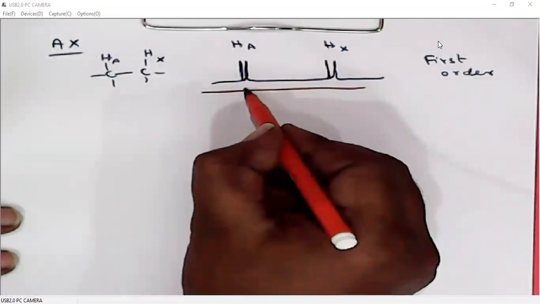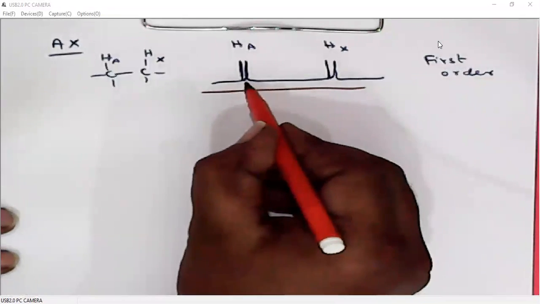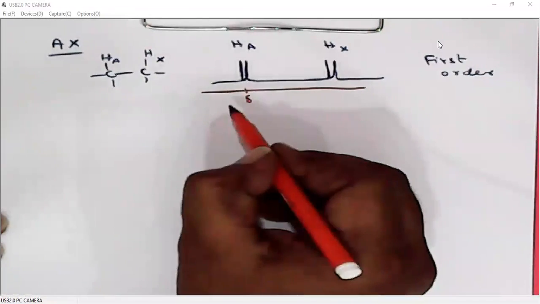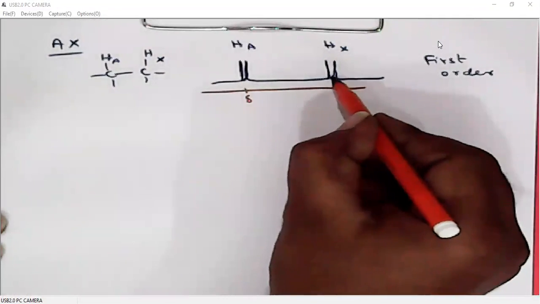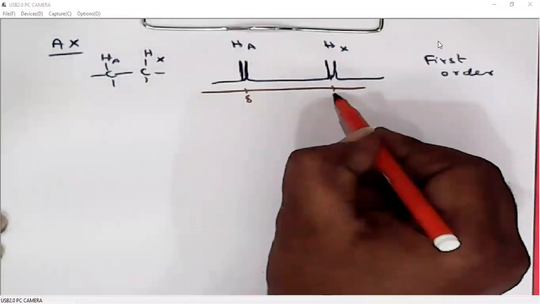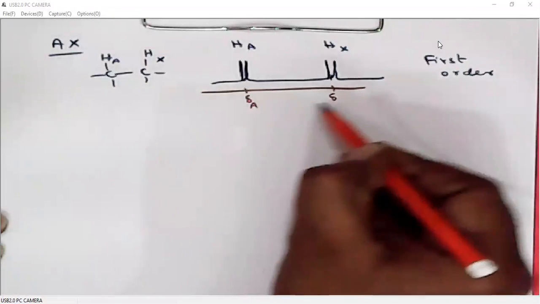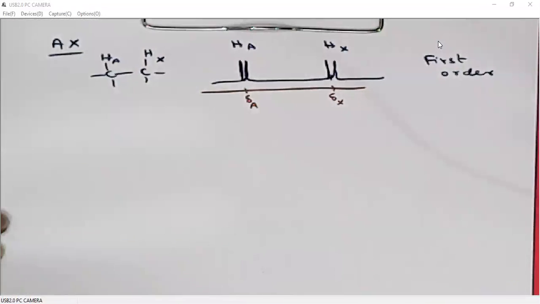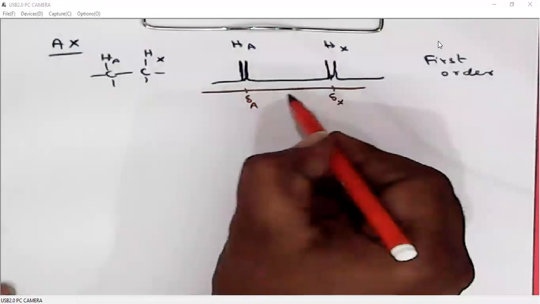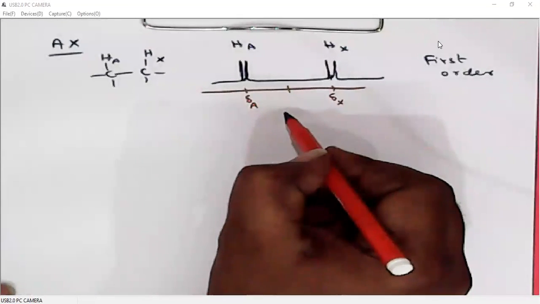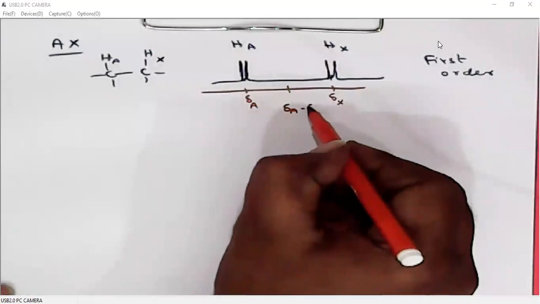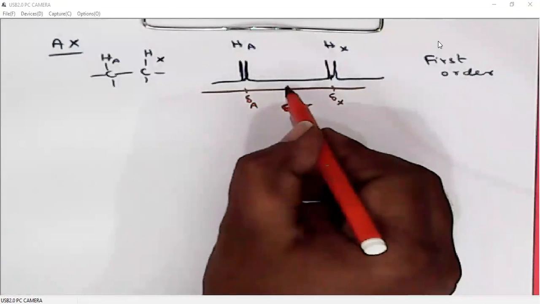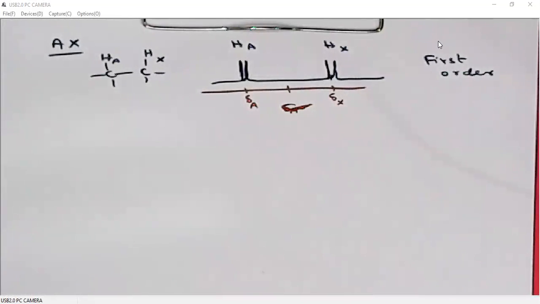When we have a clear spectrum, we can also measure the delta values very clearly. For HA, we will take the delta exactly at the middle of the multiplet. Here also we will take delta exactly at the middle of the multiplet. So this is delta for the A type proton, this is delta for the X type proton. And if we want the average, we can take the average also. Sorry, it is a middle value. Okay, so we can take that value also.